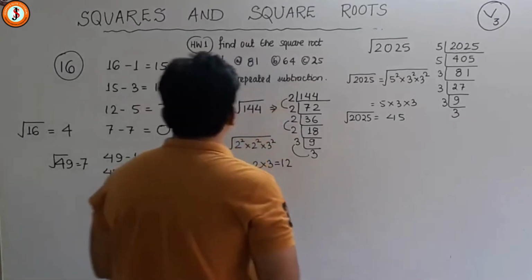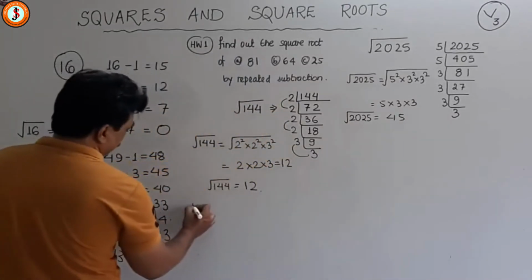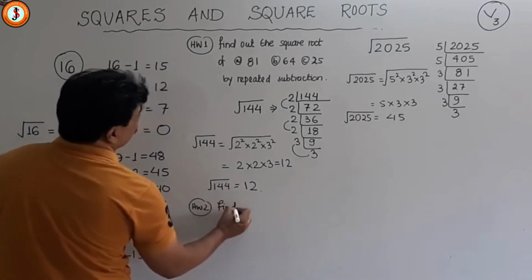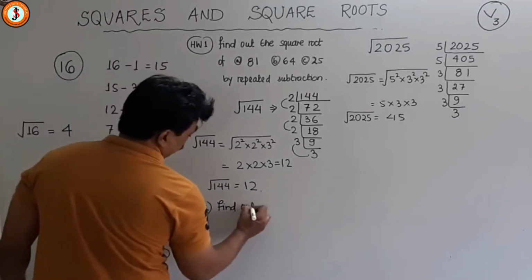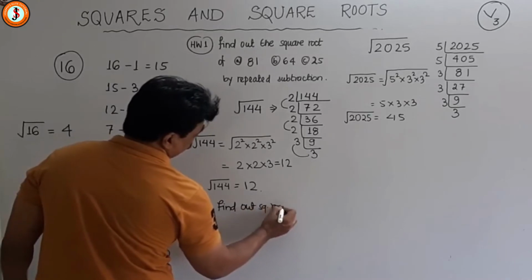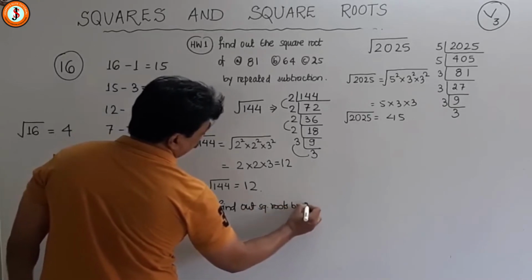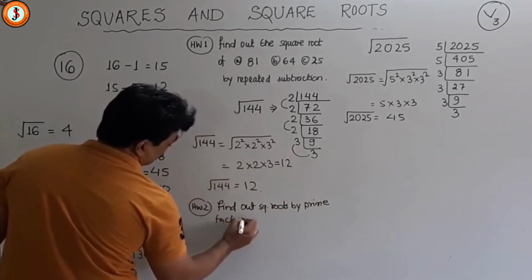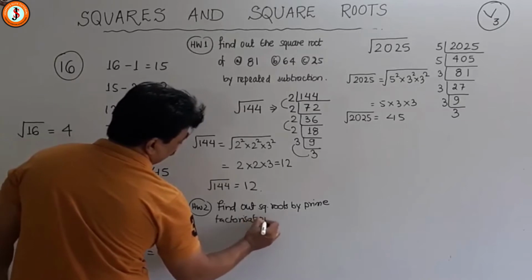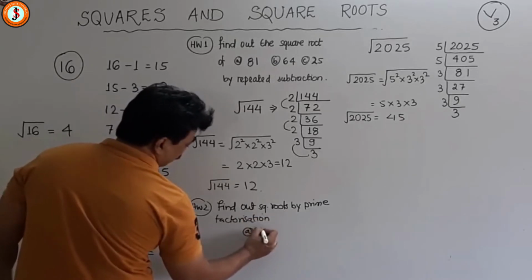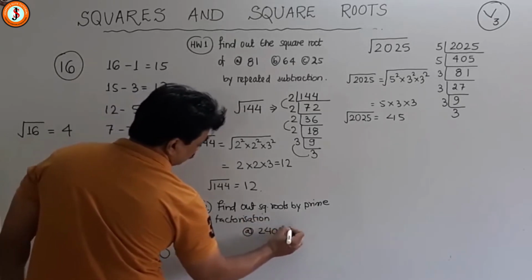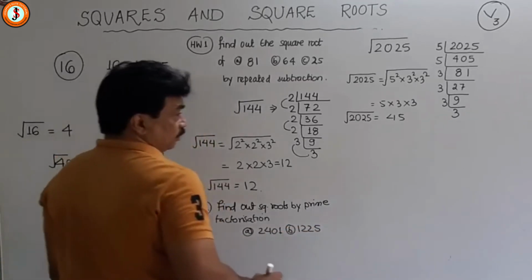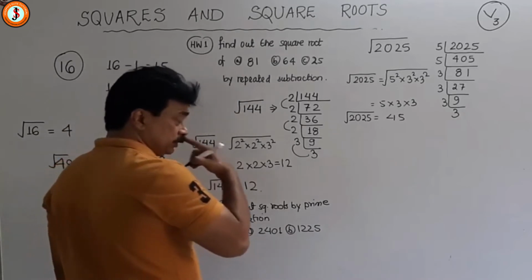I am trying to give you homework first. The homework 2 will be: find the square roots by prime factorization. Let me think very fast. We can go with 2401, 1225. We can go, say for example, for 65.